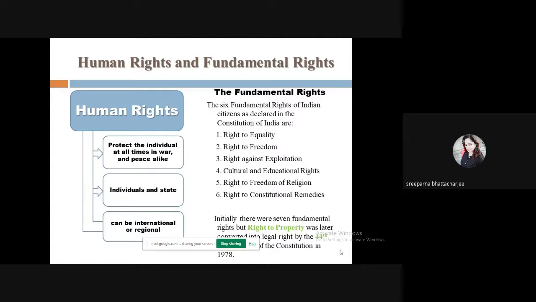So here you can see how human rights, or what human rights are, have been explained in the diagrammatic representation: protect the individual at times in war and peace alike, individual and state, and can be international or regional. It means it's not that human rights is a matter of discussion only at the global level. It is a matter of discussion also at the center as well as at the peripheral level, which is very, very important.